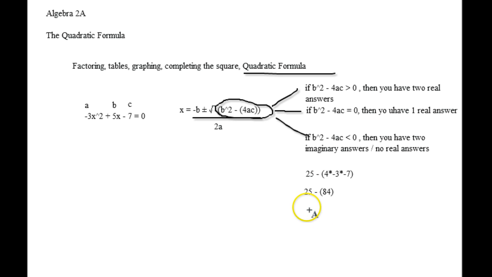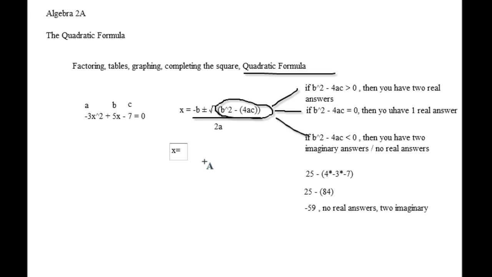Now if you check that out, that is actually going to be, I want to say 69, but it's not. It's going to be 59. It's going to be negative 59. And so that means I have no real answers. That doesn't mean I stop answering this. It just means I have two imaginary answers.